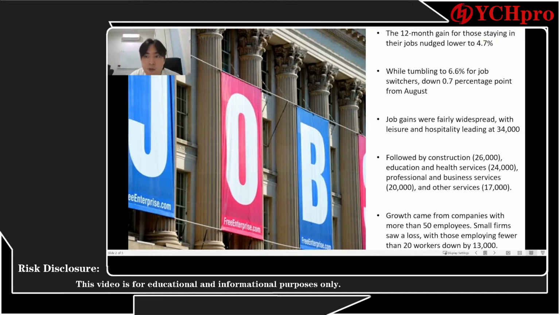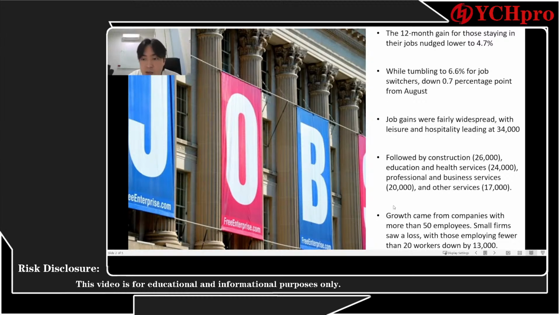Going back to the data, the 12-month gain for those staying in their jobs has been lowering to 4.7%, meaning that slightly fewer people have been jumping jobs, so you can see that has been going down as well, 0.7%. Job gains have been very widespread, with leisure and hospitality leading. You can see that the service industry continues to form some kind of support, followed by construction, education, health services, professional business services, and other services.